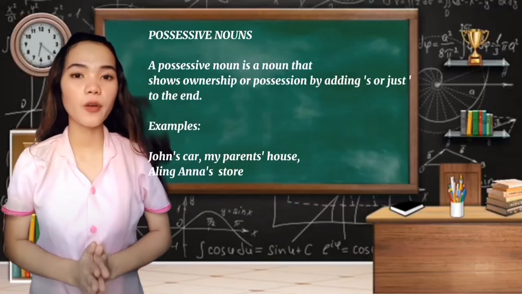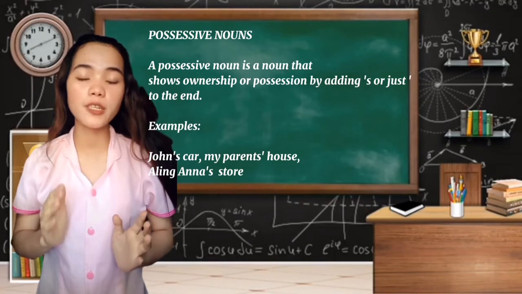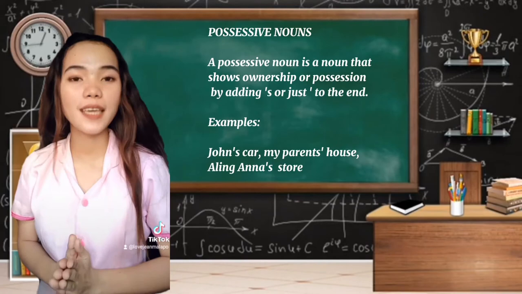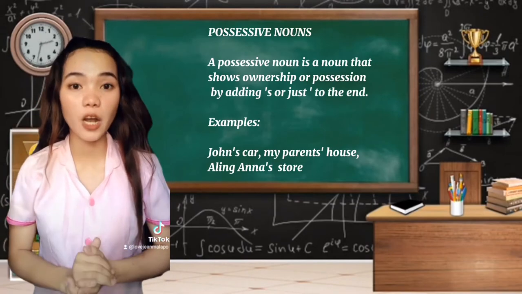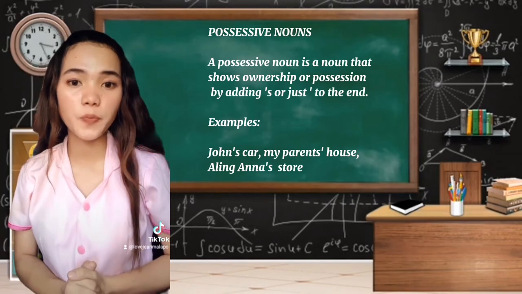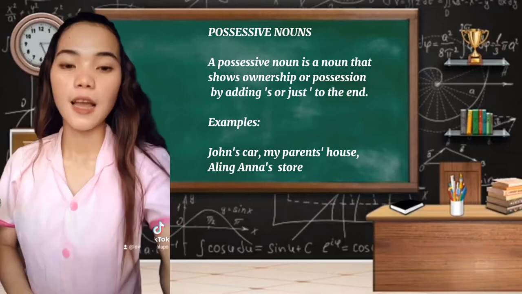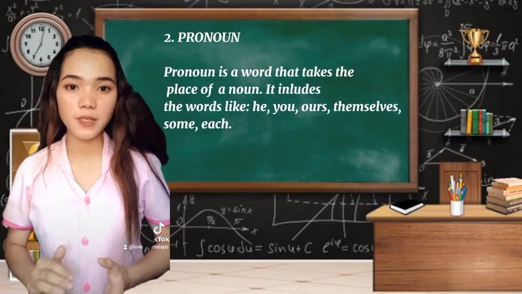The last type of noun is the possessive noun. A possessive noun is a noun that shows ownership or possession by adding 's or just an apostrophe to the end. In most cases, possessive nouns are formed by adding an apostrophe s to the noun, or if the noun is plural and already ends in s, only an apostrophe. For example, John's car and my parents' house.